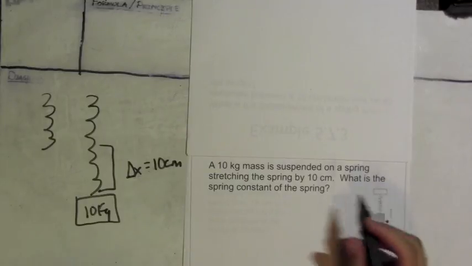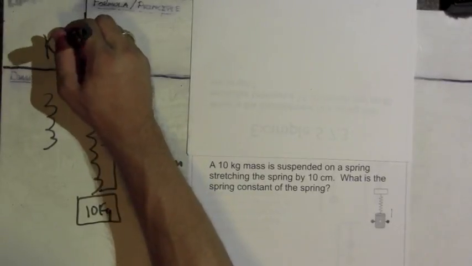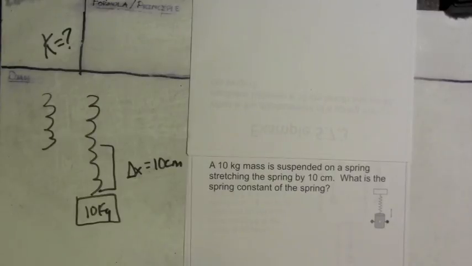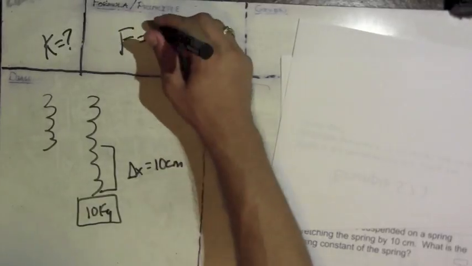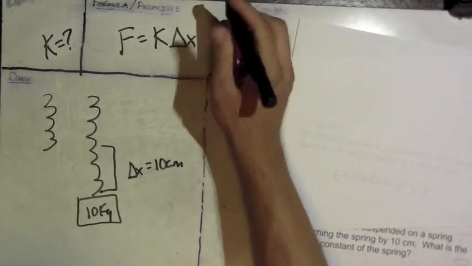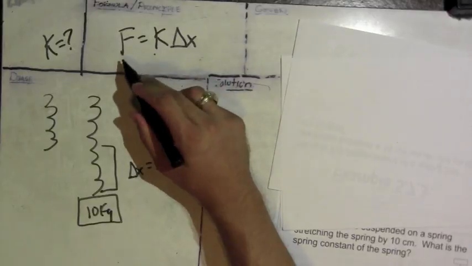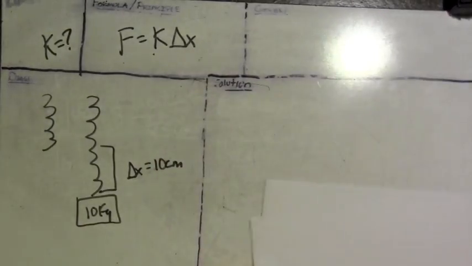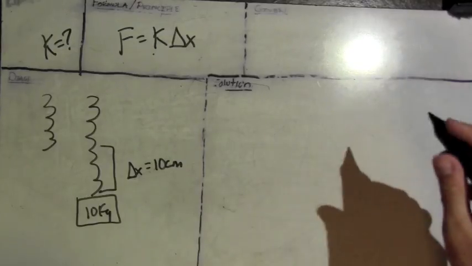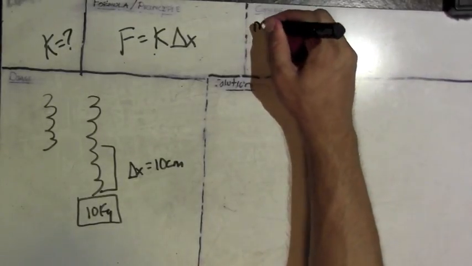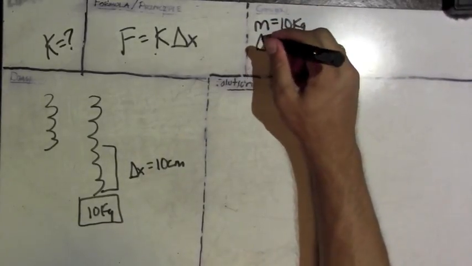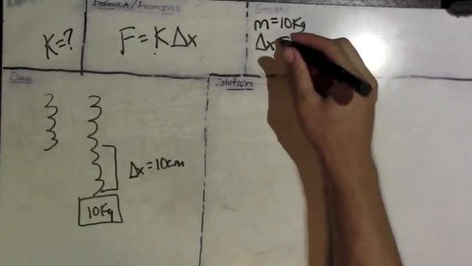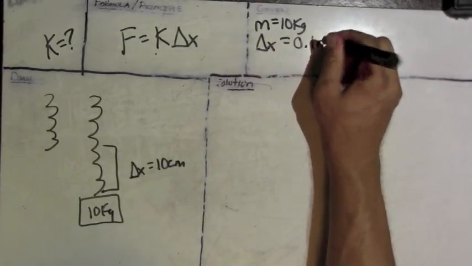So using that information, you are trying to figure out what the spring constant value, or the K value, is for this particular spring. Now the equation that we have is F is equal to K delta X, where K represents the spring constant, F is the force, and delta X is the displacement value. So now if we look at our given information from our drawing, we have all the information we need. We have a mass of 10 kilograms, and we have a displacement, don't do centimeters, of 0.1 meters.